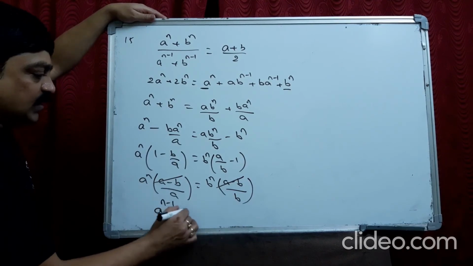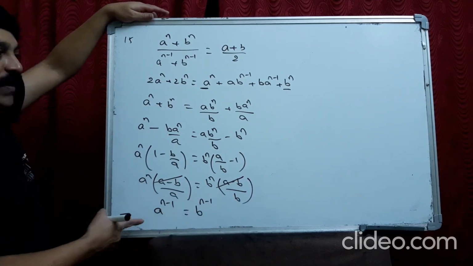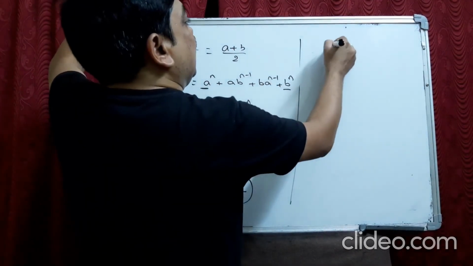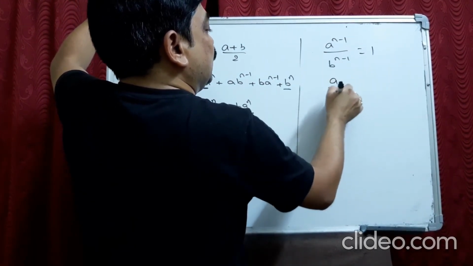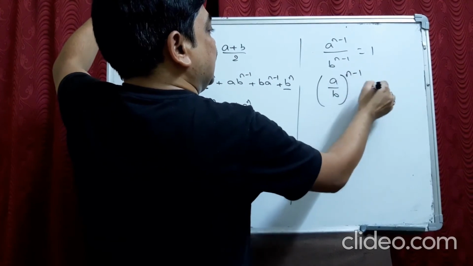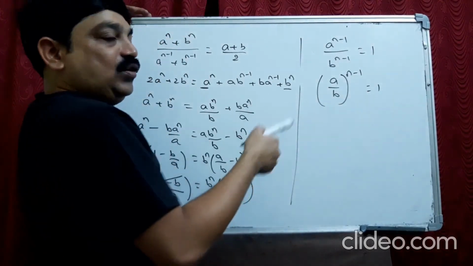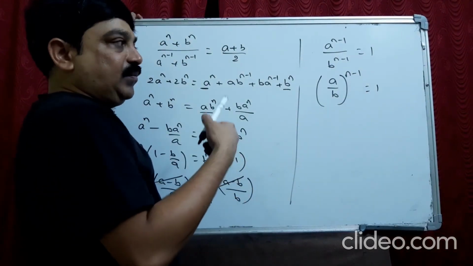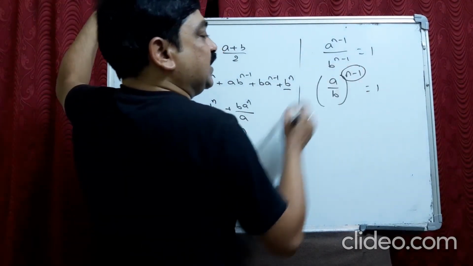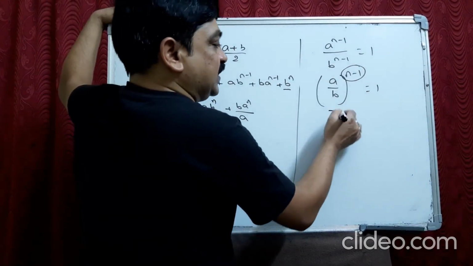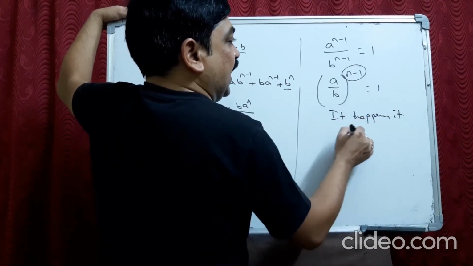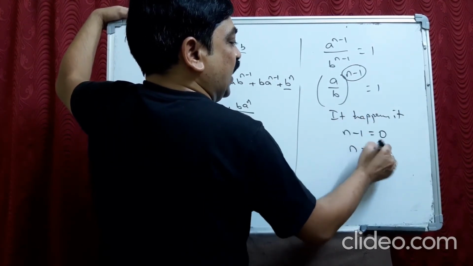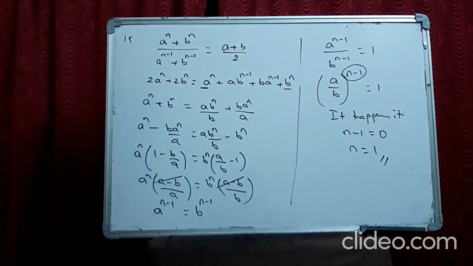A power n minus 1 is equal to b power n minus 1. Now you can write a power n minus 1 by b power n minus 1 is 1. So a by b power n minus 1 is 1. The value becomes 1 only if the power is 0. So it happens if n minus 1 is 0. So n is equal to 1. Okay.